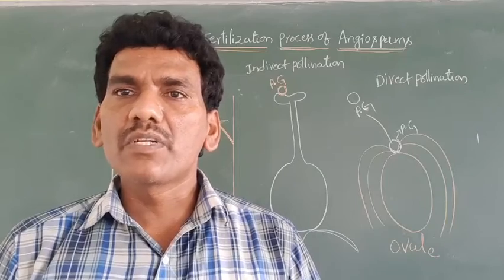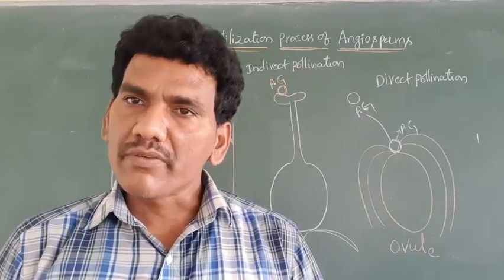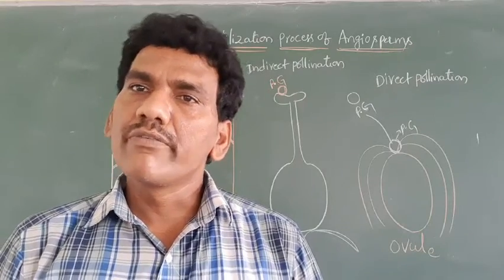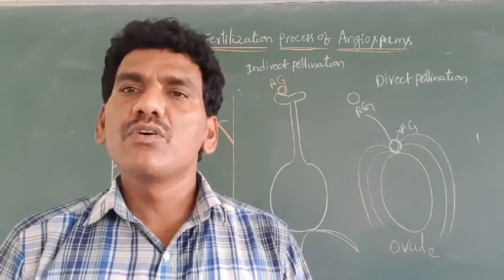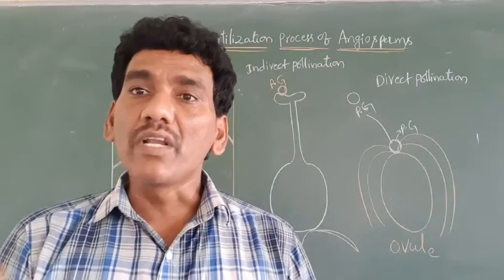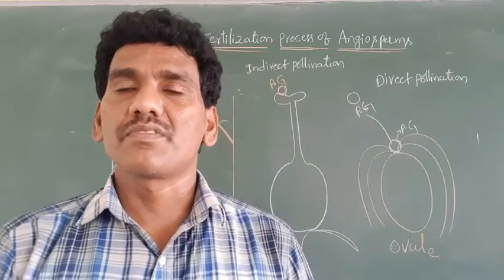In the previous video, we already completed some of the important characters of angiosperms, such as how microspores are formed and how megaspores are formed. In this video, we are going to see the pollination and fertilization process in angiosperms.